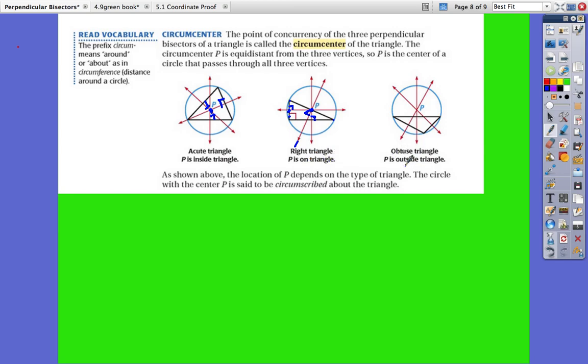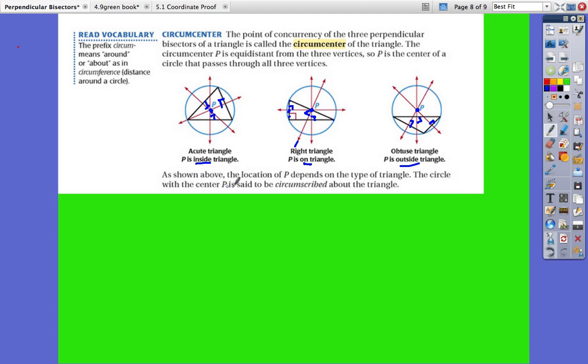The circumcenter could also be outside of the triangle. So we can draw our perpendicular bisectors. Here's one. Here's another one. And here's another one. In this case, they intersected outside of the triangle, in an obtuse triangle. So it seems that in an acute triangle, the circumcenter is inside. In a right triangle, it's on the triangle. In an obtuse triangle, the circumcenter is outside of the triangle. So the location of P depends on the type of triangle.